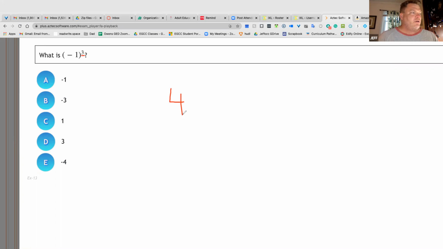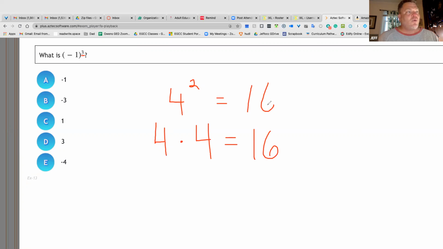So 4 to the second power, sometimes called 4 squared. If it's 2, it's usually called squared. We think of that as a repeater. And there's so much multiplication in algebra that it just means if that says 2, that's the number of times we write it. So 4 times 4 is 16. 4 to the second power is 16, or 4 squared is 16.